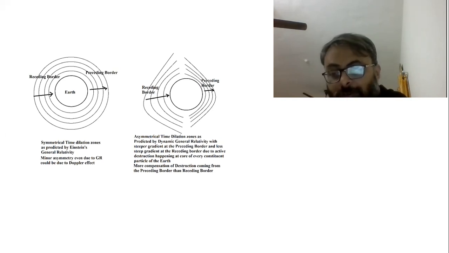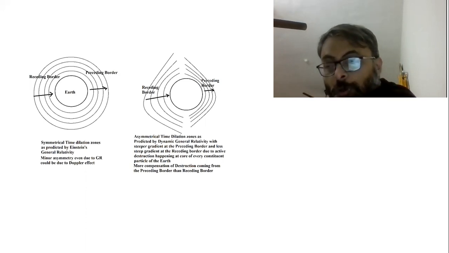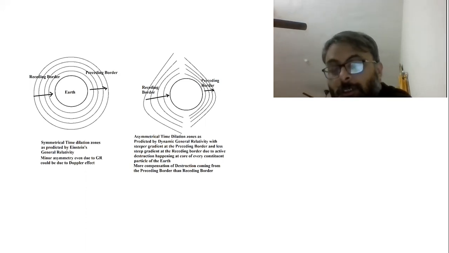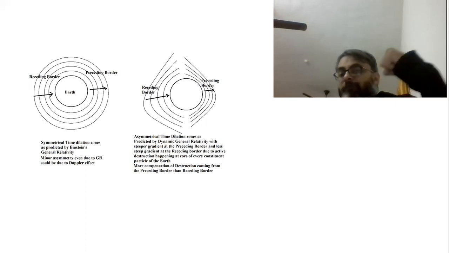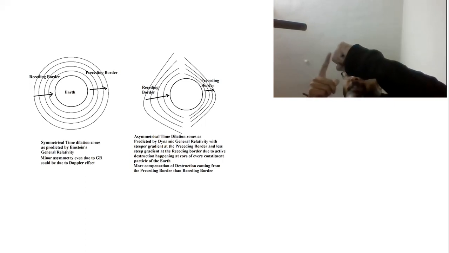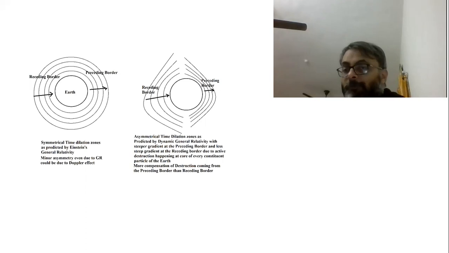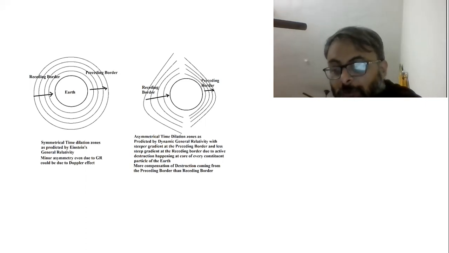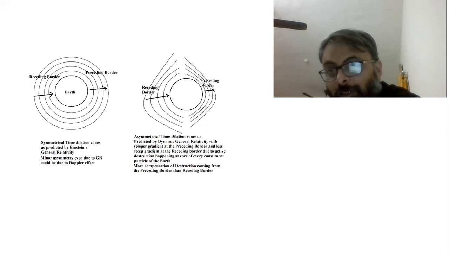There will definitely be, even general relativity will predict, a small deviation. There's something called the preceding border and the receding border. The Earth is basically traveling within the space. If the Earth is traveling in this direction, this is the preceding border, this is the receding border. So the Earth is traveling in one particular direction. We don't know that actually. It's a very complicated thing.